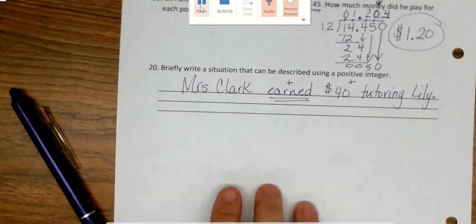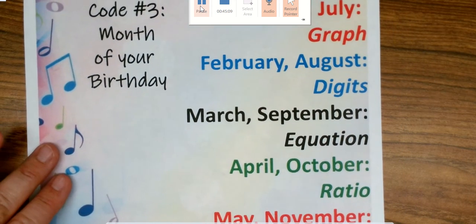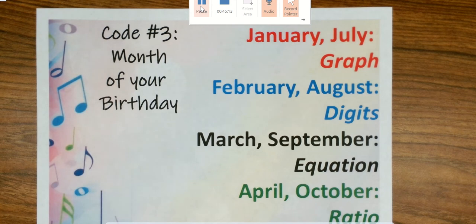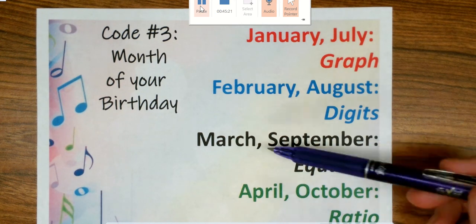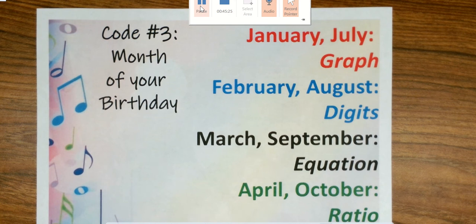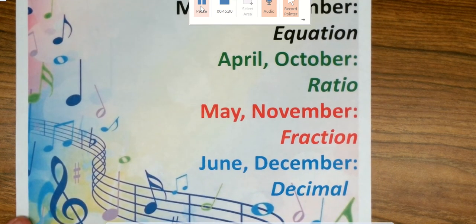All right. We have reached the end, which means we've got one more code for you. One last code. All right, let's see what we got here. Month of your birthday. So, if you are a January or July, graph is yours. February, August, you got digits. March, September, equation. April, October, your ratio. May and November, your fraction. June and December, you're a decimal.